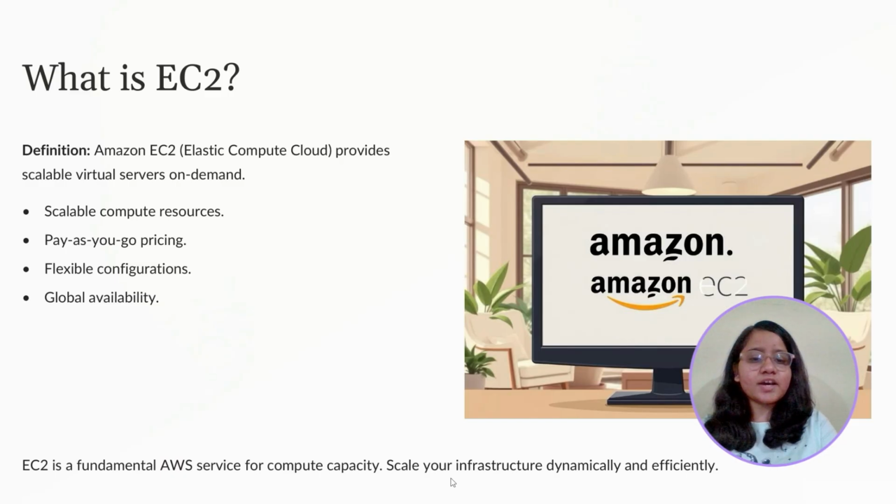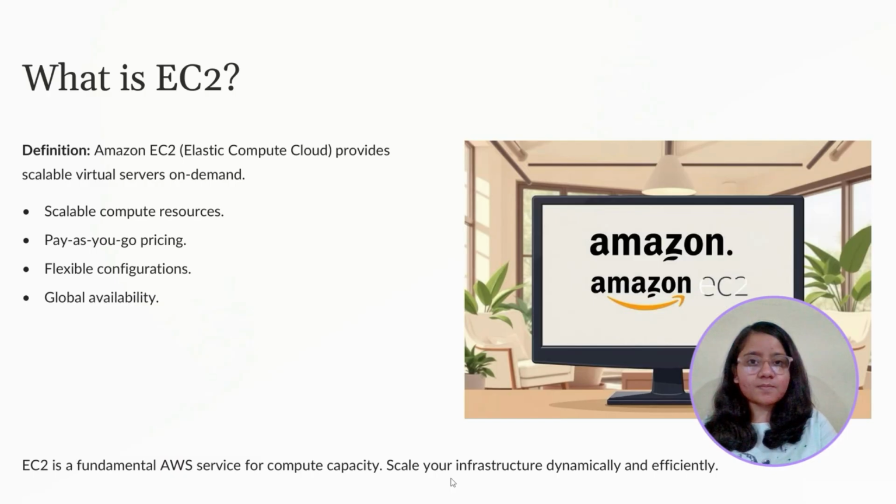Now let's talk about why EC2 is so popular. First one is scalability, which means you can easily scale up by increasing CPU and memory if your app needs more power, or scale out by launching more instances. This is ideal for growing businesses or apps that get unpredictable traffic. Second one is that it offers a pay as you go service, which means you only pay for what you use. If you run a server for 2 hours, you pay just for those 2 hours. It's flexible and cost effective.